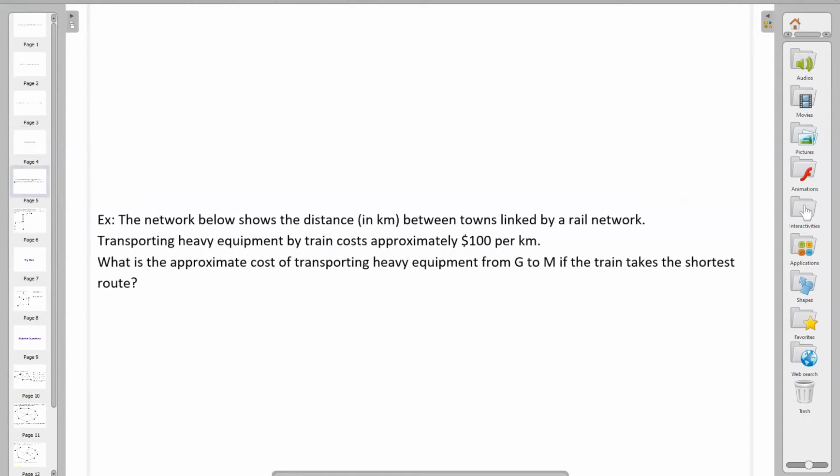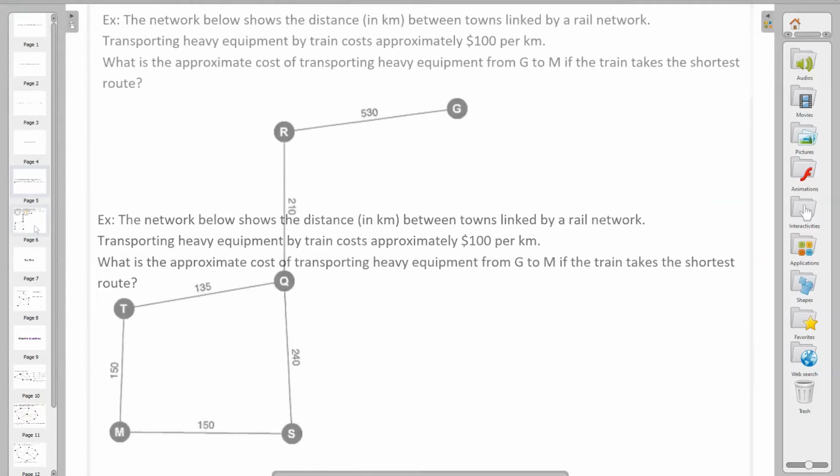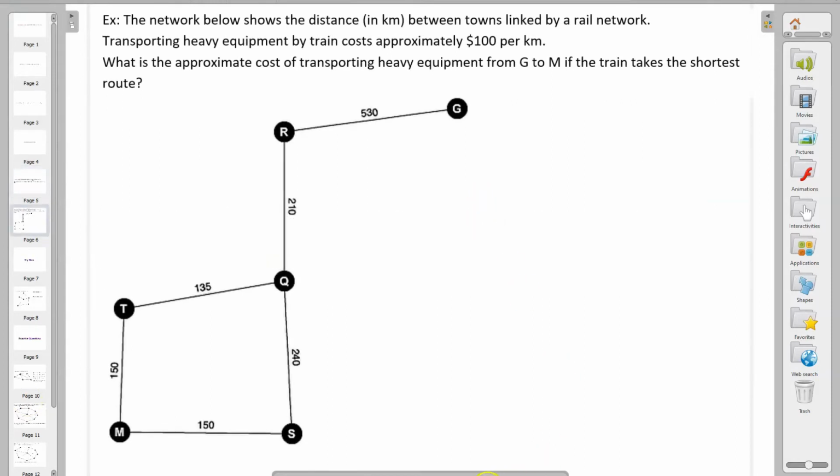In this example, the network diagram that follows shows the distance in kilometers between towns that are linked by a rail network. Transporting heavy equipment by train costs approximately $100 per kilometer in this example. They're asking, what is the approximate cost of transporting heavy equipment from point G to point M if the train takes the shortest route? Here are the two possible routes.